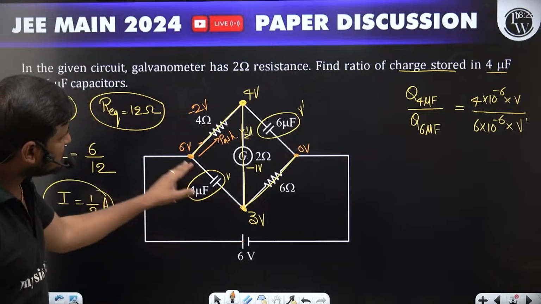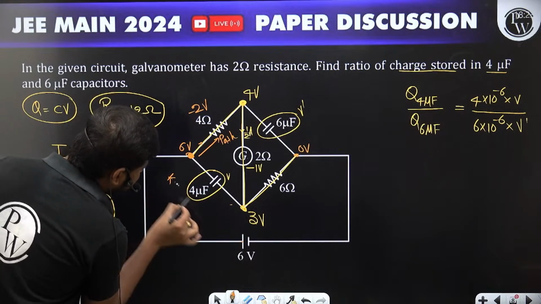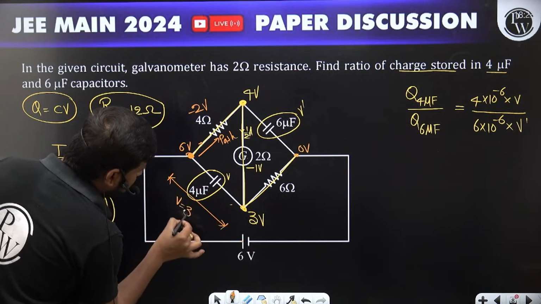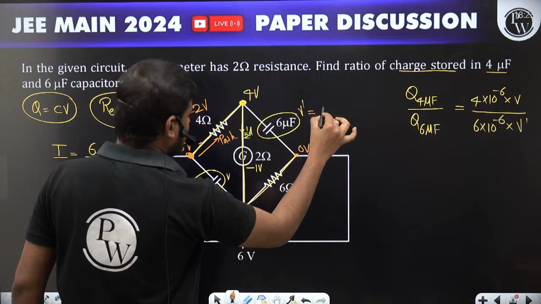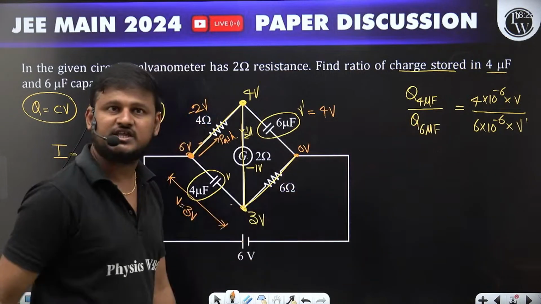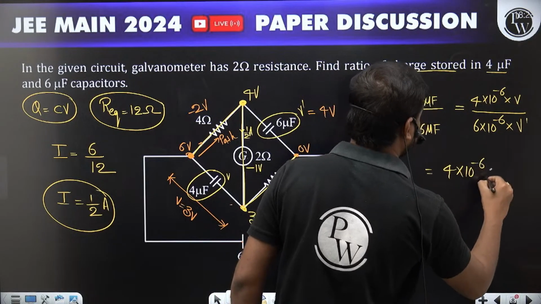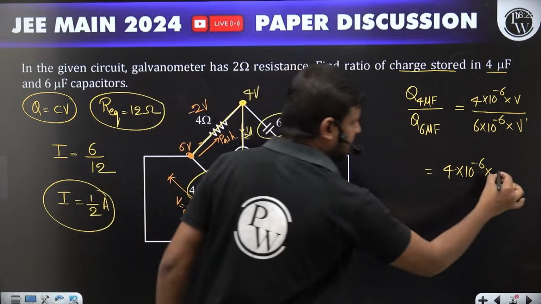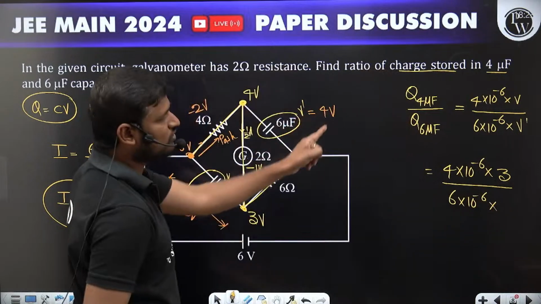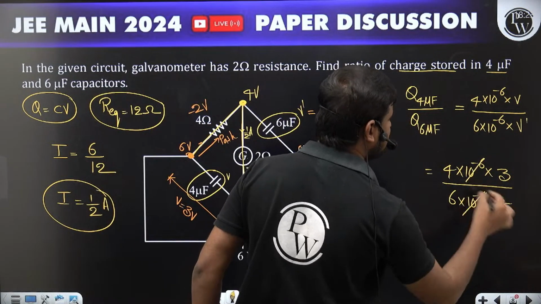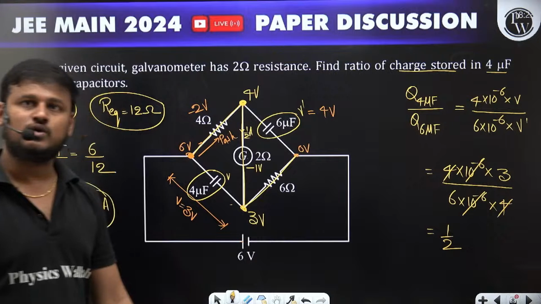Now what is the voltage across this 4 microfarad capacitor? Here it is 6, here it is 3, so across this one, V will be equal to 3 volts. And across this one, V dash will be 4 minus 0, which is 4 volts. So simply substitute it now. I can write 4 into 10 to the power minus 6 into the voltage V value 3, by 6 into 10 to the power minus 6 into the V dash value 4. Then 4 cancels, 3 by 6, 1 by 2. So the ratio will be 1 by 2, 1:2.